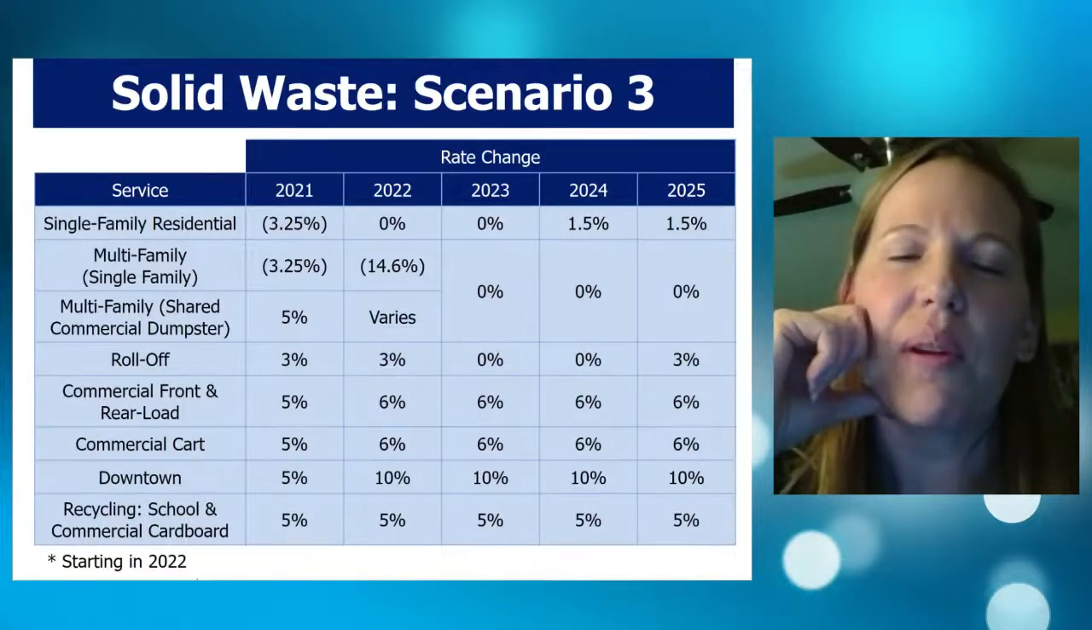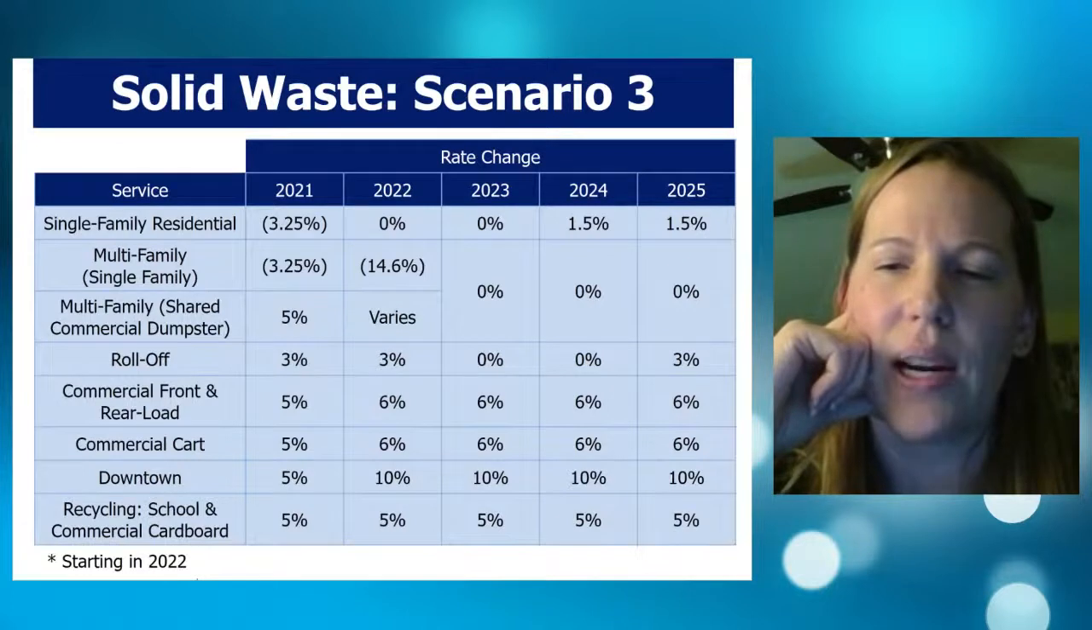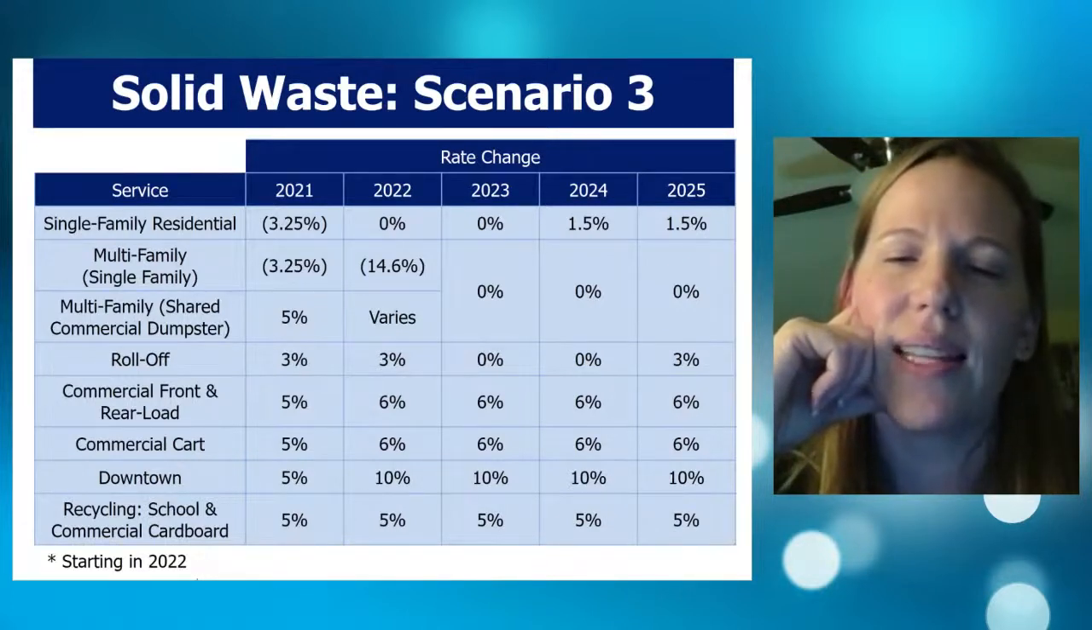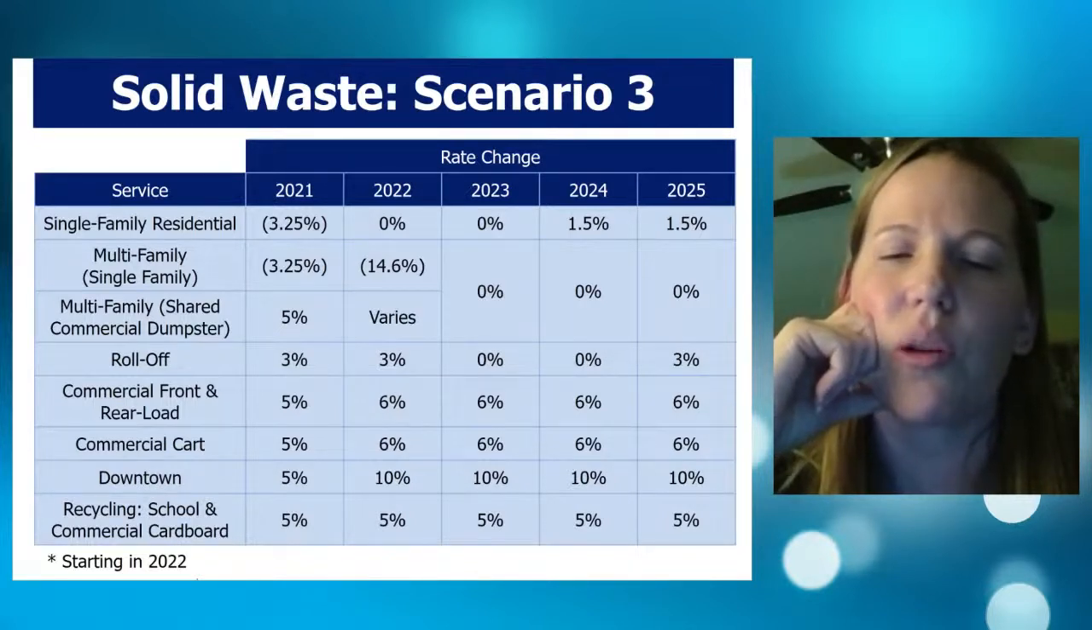Commercial front and rear load would be 5% in 2021, and then 6% annually for 4 years. Commercial cart would be 5% in 2021, and then 6% annually for 4 years. Downtown will be 5% in 2021 and then 10% annually for 4 years. And then recycling, school, and commercial cardboard would be 5% annually for all 5 years.